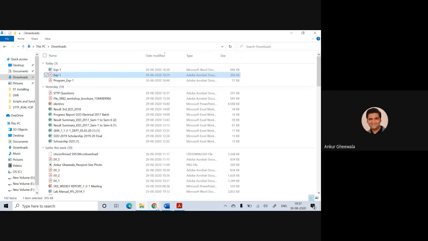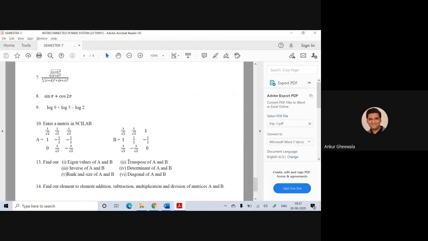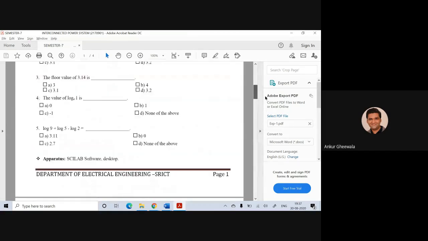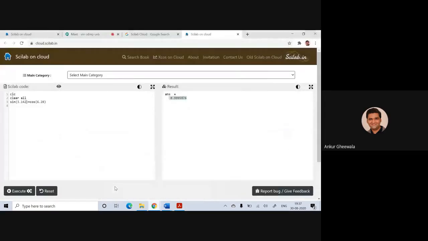Now, okay, logarithmic function. So how can I find out this logarithmic? This is the same question I asked in the pre-test. So just check this. Pre-test, log 9 plus log 5 minus log 2. I told you the answer is 3.11. Let's cross check this answer with the help of Scilab.